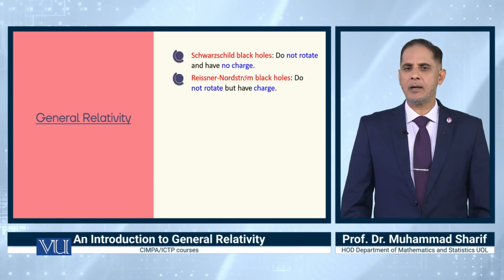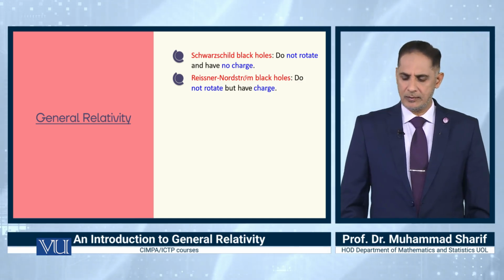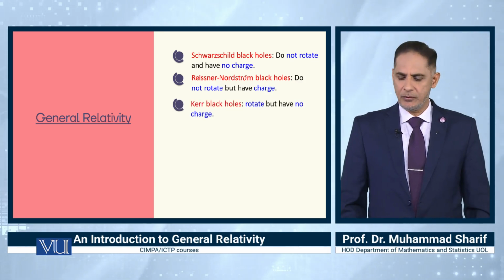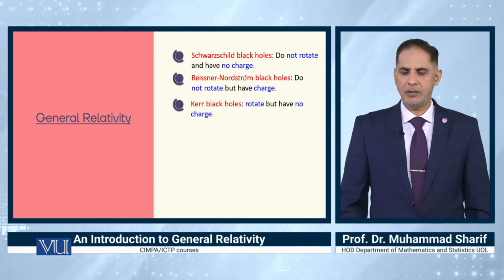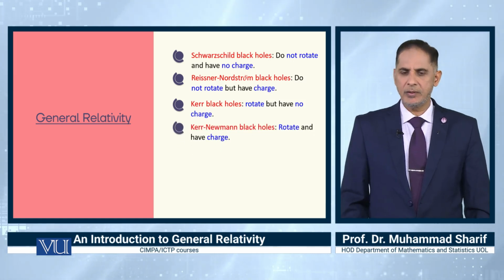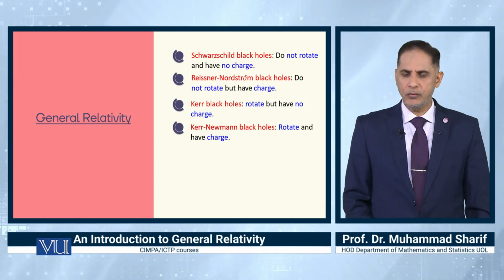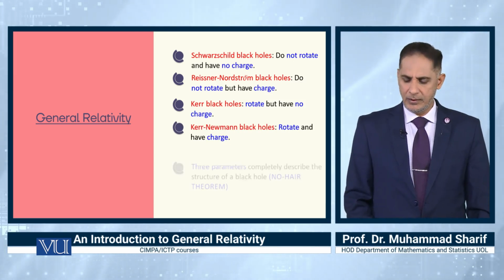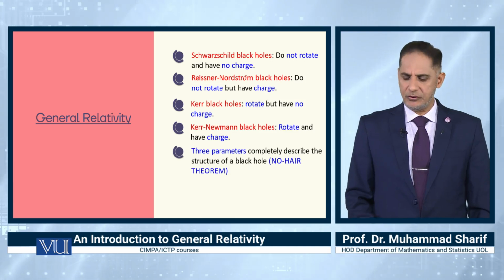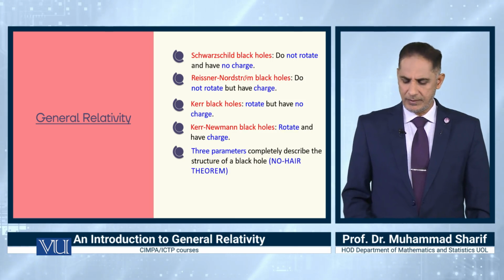Next is the RN or Reissner-Nordström black holes. They don't rotate, but they have charge. Next is the Kerr black holes. They have rotation, but they don't have charge. And the most general, Kerr-Newman black holes, they have rotation as well as charge. So these are the four well-known black holes. There are many others, but I'm just discussing the basic ones.